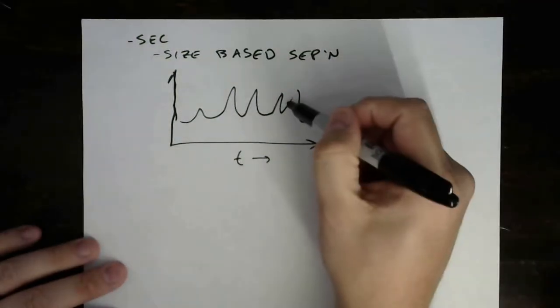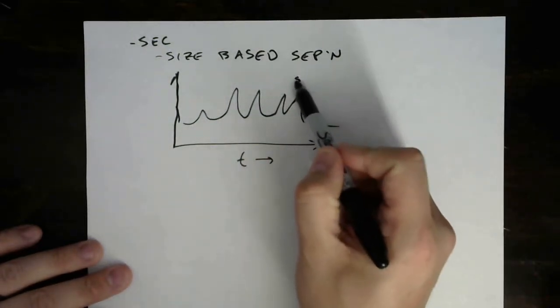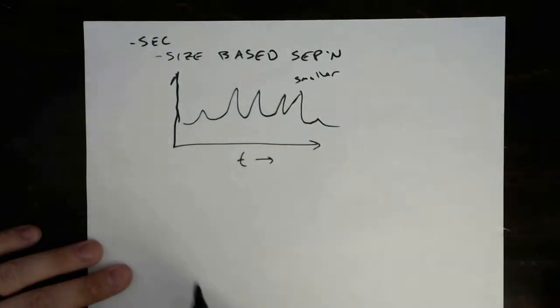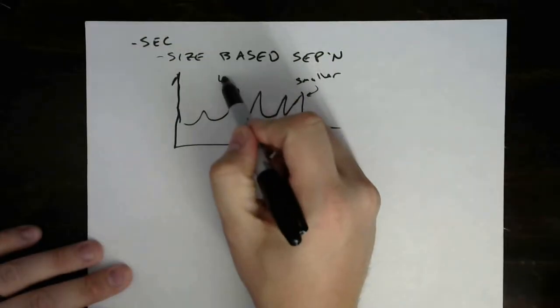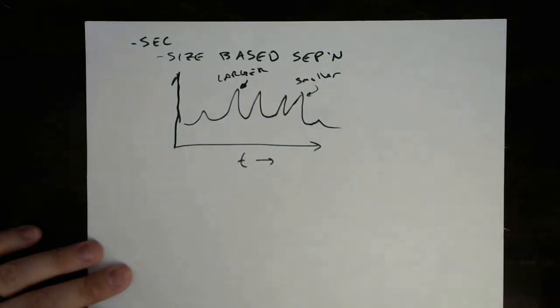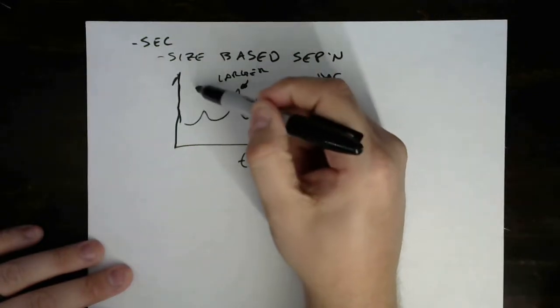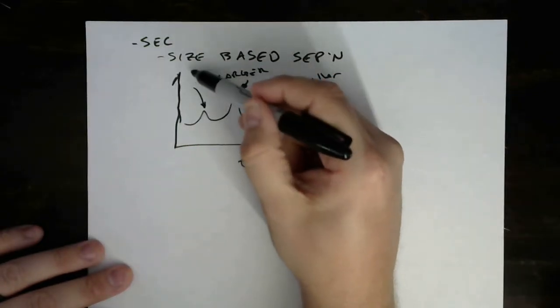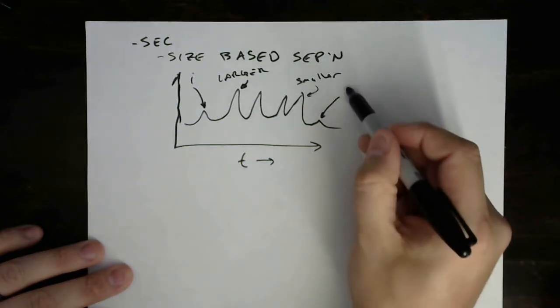Okay, and we said that basically the smaller stuff has a higher retention factor, and the larger stuff, larger particles, have a lower retention factor. And we said there's these two special peaks, right? I'm going to call this 1. I'm going to call this 2.